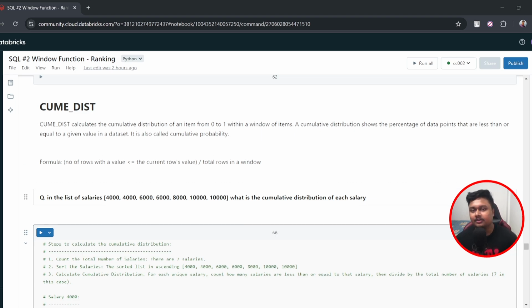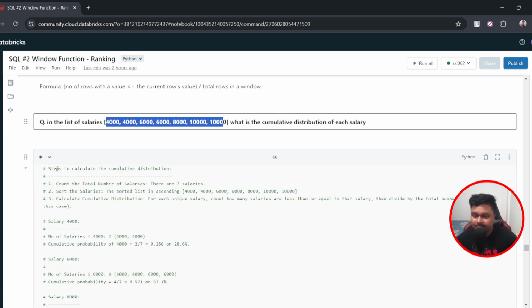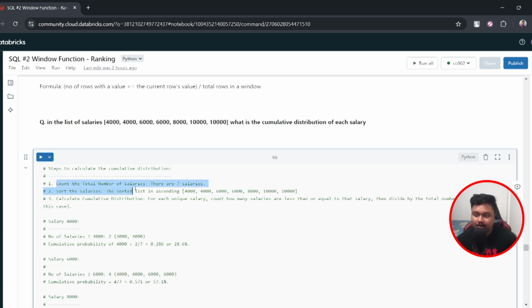Before we see the working of Cumdist, let's try to understand how you calculate the cumulative distribution value. Let's look at this question. In the list of salaries, and here is the list, what is the cumulative distribution of each salary? We have some steps to calculate this. First, count the number of salaries. There are 7 salaries. Then sort the salaries list. The list sorted in ascending order looks something like this. Then calculate the cumulative distribution. How to do that? For each unique salary, count how many salaries are less than or equal to that salary.